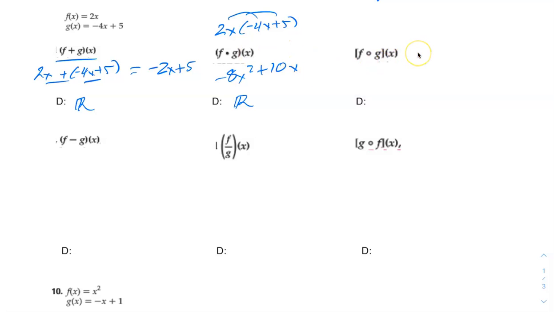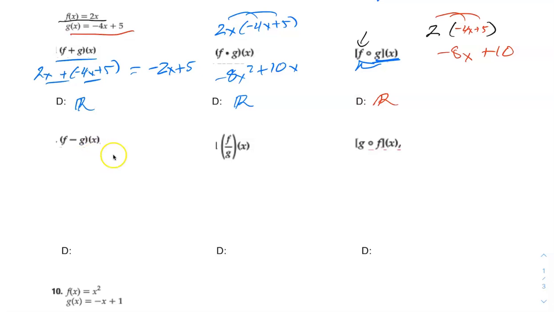f of g of x, we're going to plug g into f. So I always ask myself, what is this guy? What's f? f is 2 times something. Now we're going to plug g into it, and g is this guy, negative 4x plus 5. Then we distribute, so negative 8x plus 10. And again, no fraction, no denominator, so all real numbers.